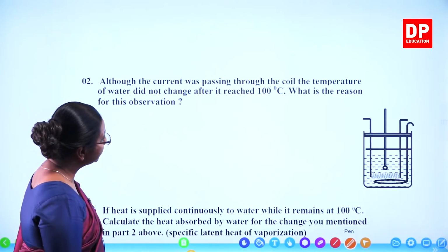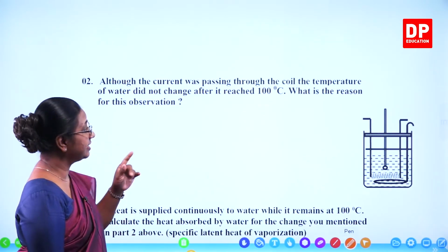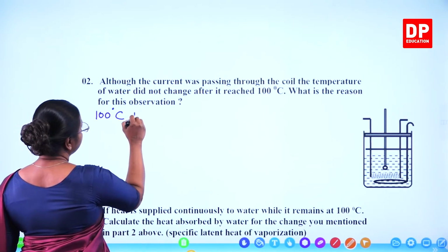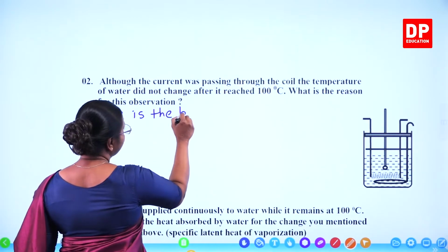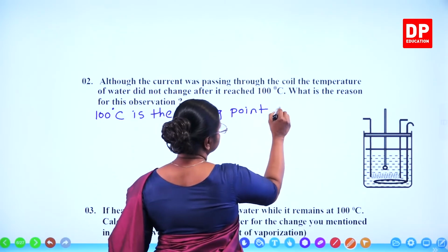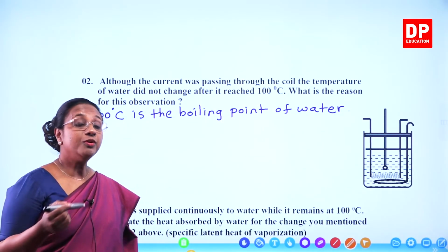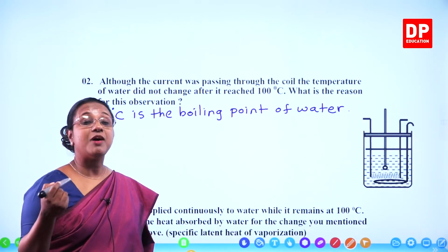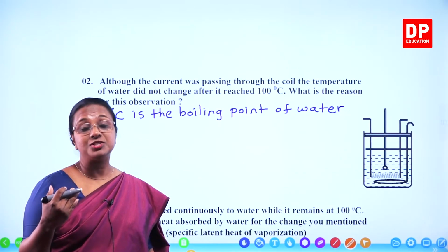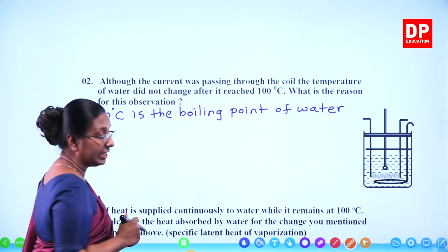Although the current was passing through the coil, the temperature of water did not change after it reached 100 degrees Celsius. What is the reason? So we can say 100 degrees Celsius is the boiling point of water. So you all know when we say boiling point, it has to be at 1 atmospheric pressure. Here they haven't mentioned it, but you can assume that normally the room pressure is 1 atmospheric pressure. We take it as the boiling point of water at 1 atm pressure.